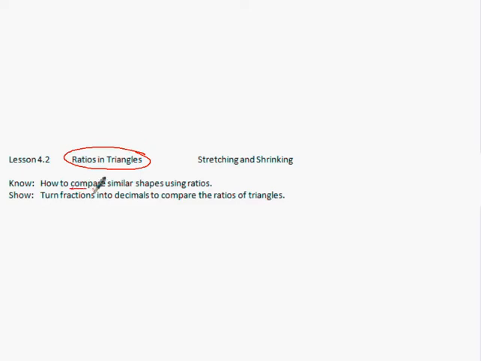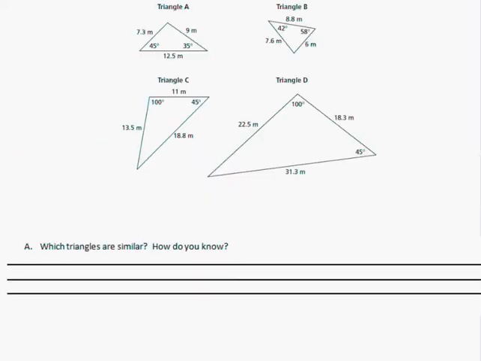So we're going to compare similar shapes using ratios. We're going to turn fractions into decimals to compare the ratios of triangles. The only difference from 4.1 to 4.2 is the kind of shape. So let's go ahead and start it up. Alright.